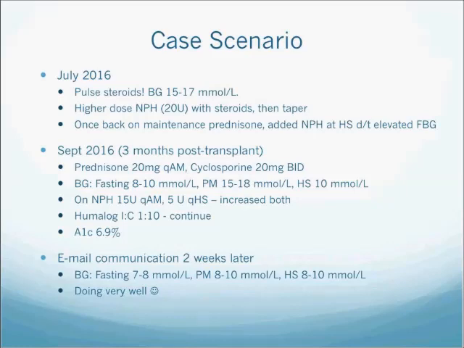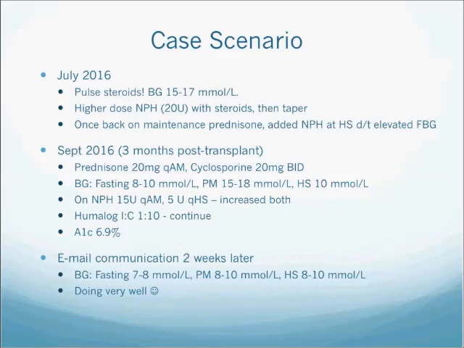Once she was back on her maintenance prednisone, we added just NPH at night as well because she had elevated fasting blood sugars. And this is common where sometimes patients will require a small dose of NPH at night to provide more 24-hour coverage.